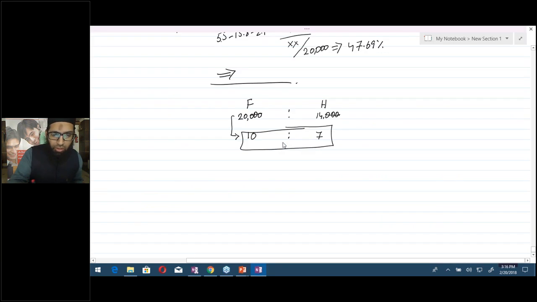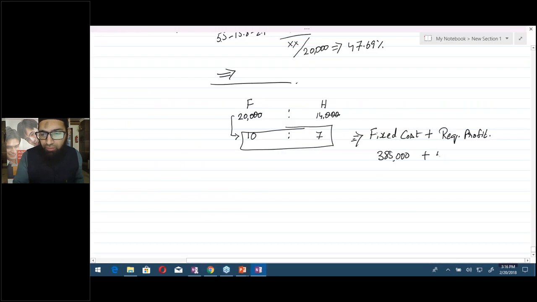To calculate it on required profit, first remember that you add fixed cost and required profit combined. In the question, the fixed cost was 385,000 and the required profit is 500,000. That means this time we will be using 885,000. Now let's see how to calculate in units.